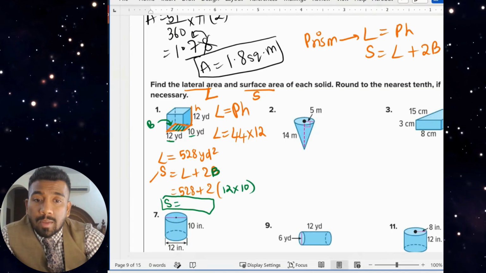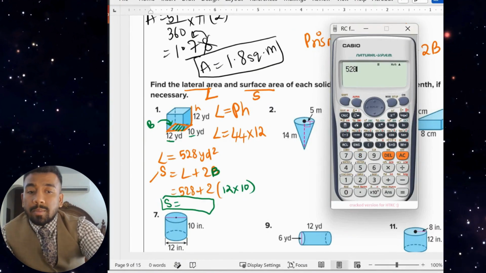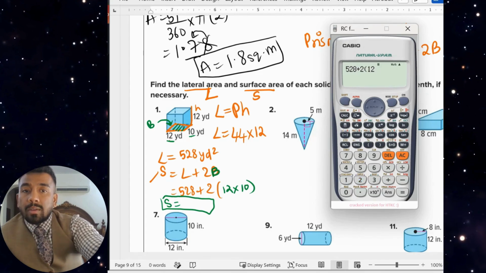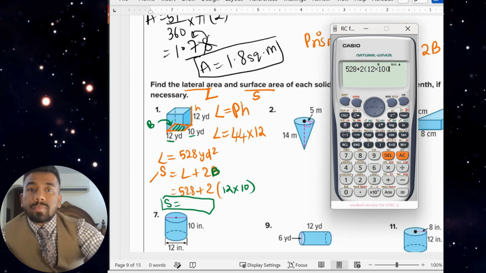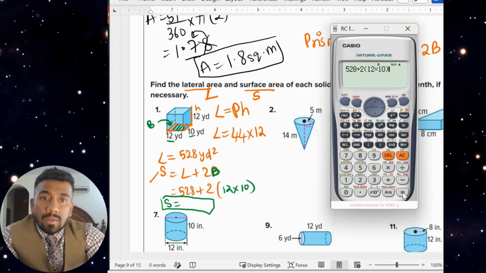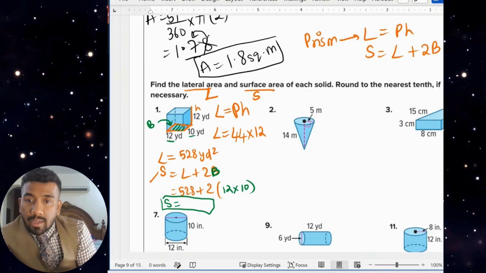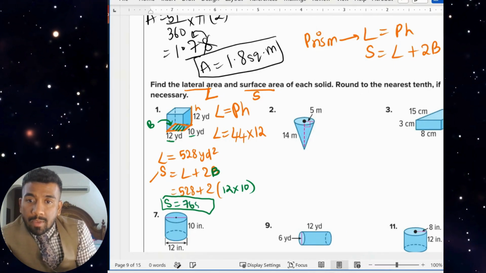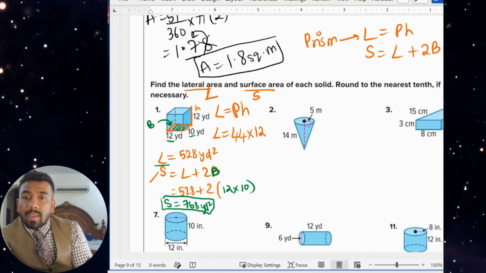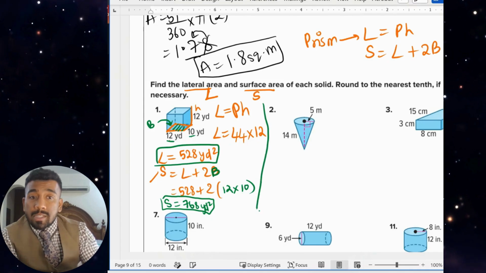So your S will be, let me put it in the calculator, 528 plus 2 times 12 times 10. How much is it? 768. So the answer is 768 yards square. So that's the surface area and that's the lateral area. That's how you do it for the prism.